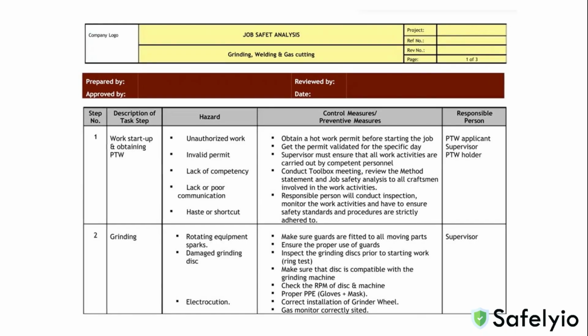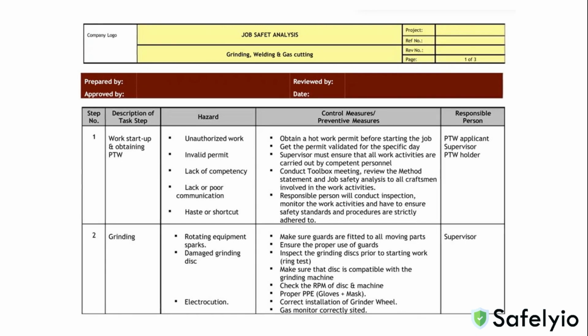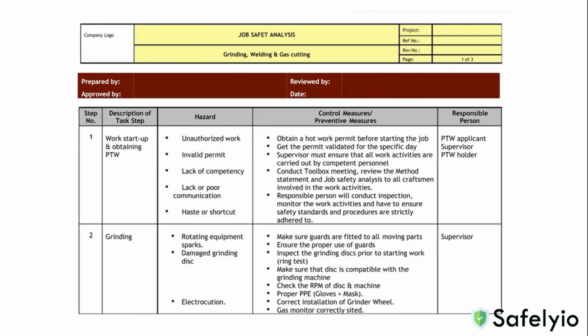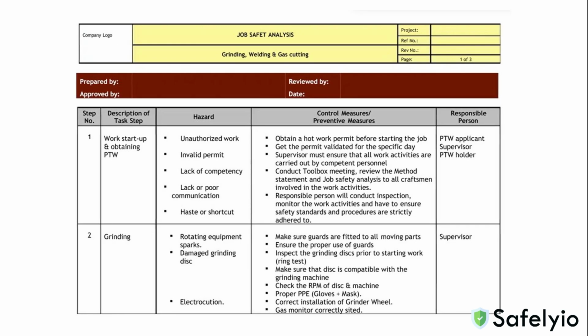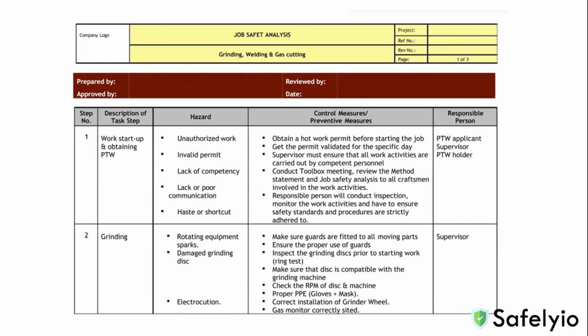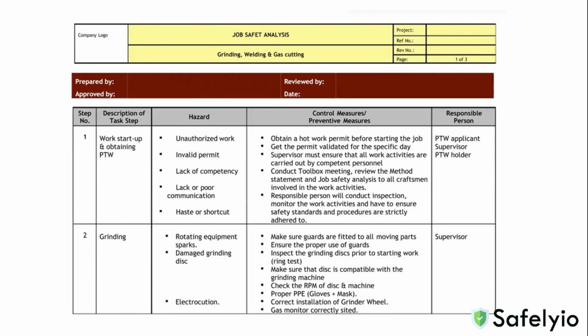When listing the control method, avoid using general statements like, "Be safe when working with power tools." Instead, use a statement such as, "Ensure all tool guards are in place and functional." The key is to provide clear instructions on what to do.